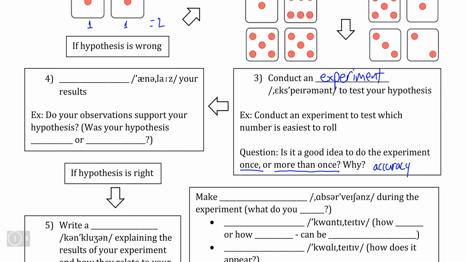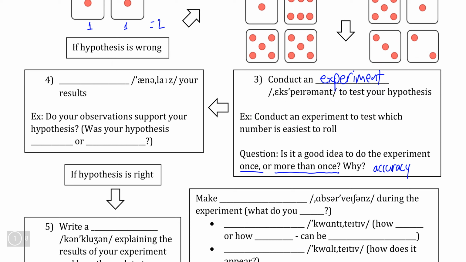So the point is always repeating the experiment that we do for the purpose of seeing, do we get the same result over and over and over again? Is our experiment accurate, and is it precise? Is the mark of a good experiment design.